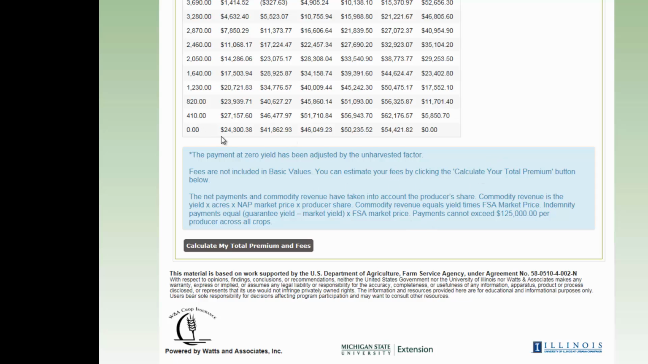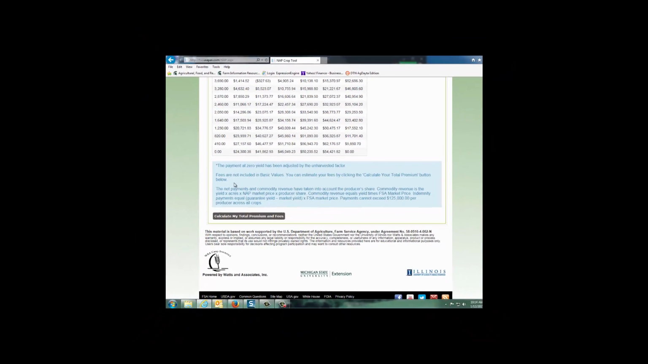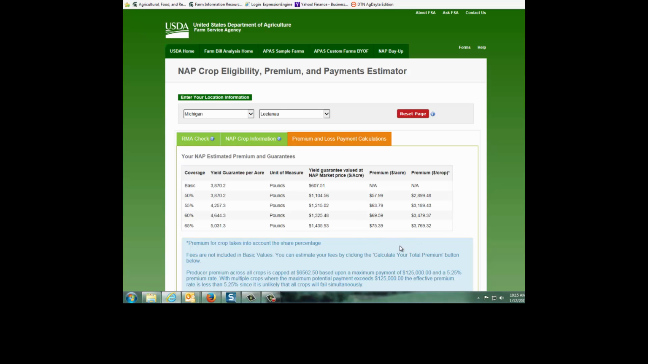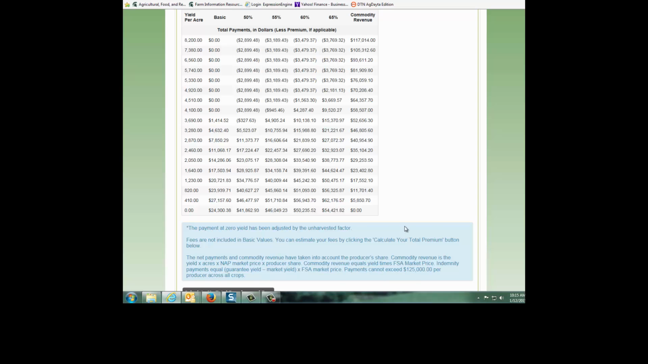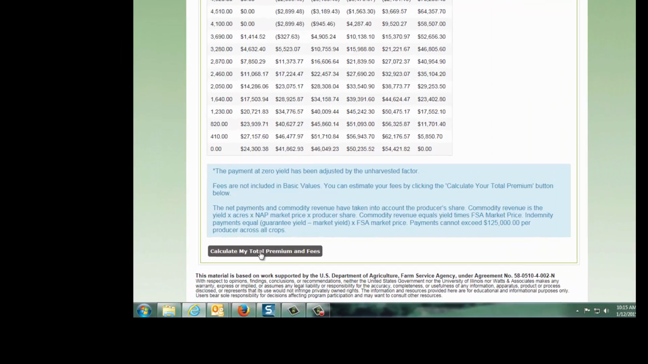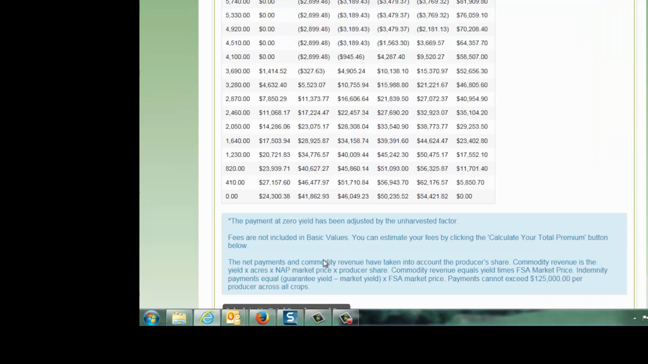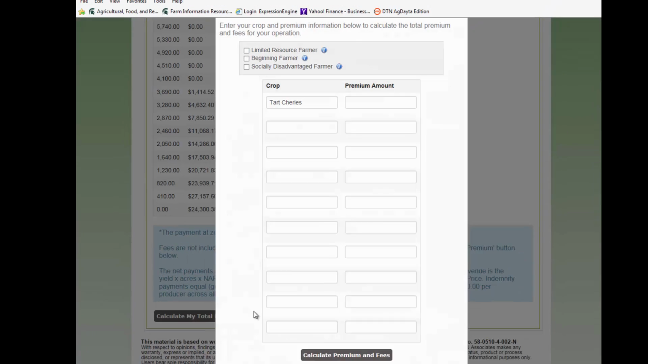So these are the payments here. As I said, it is adjusted for an unharvested factor. The fees shown above right here do not include the fee per crop. These are just the premiums. If you want to know the total premium and fees, you click this button here. So we go down here and we click this button.